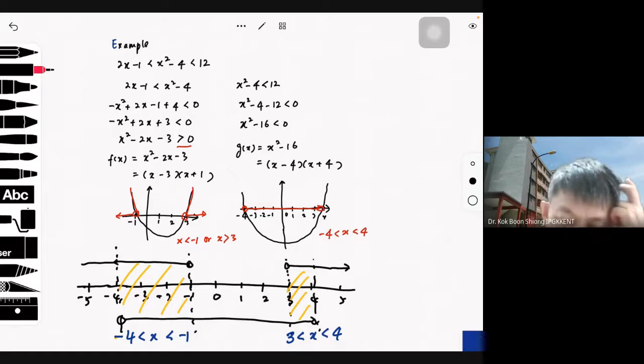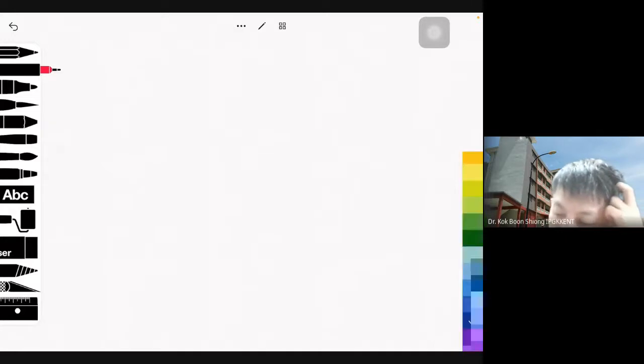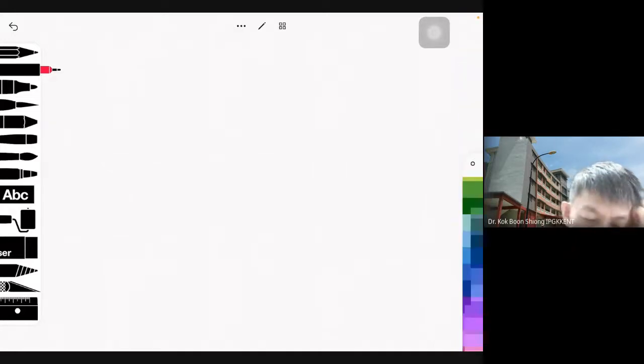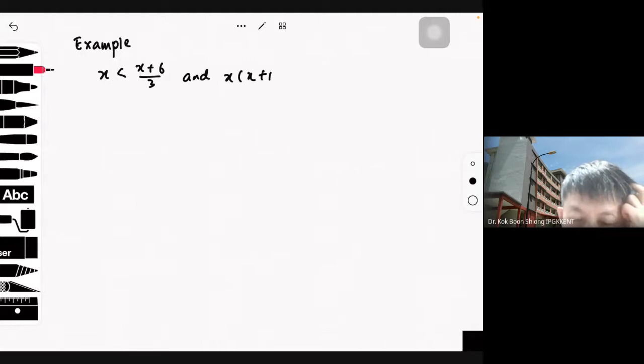Okay, I let you try another one. Example: try to look for the final answer for the intervals of x.